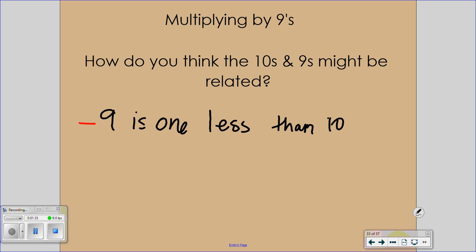I know my 10s. That's easy peasy. Kaiser, what did you guys talk about? I think 9s and 10s are related because they're both counted as preteens. For example, 9, 10, 11, and 12. Okay, is that going to help me with any kind of math?